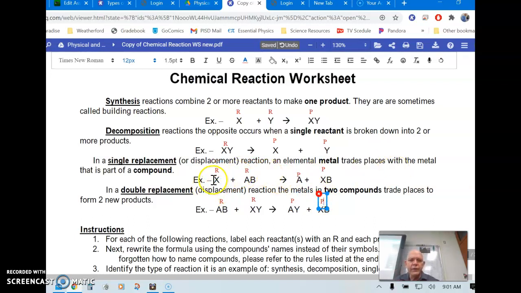Well, in single replacement, you have a single element by itself that takes the place or boots out an element that's part of a compound. And so then the element that was part of the compound, A in this case, ends up all by itself, and X takes its place in the compound. We said this is kind of like if you and your date went out and your friend went with you and your friend took your place and booted you out. Sad, but it could happen.